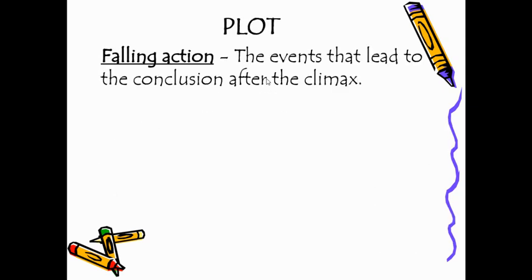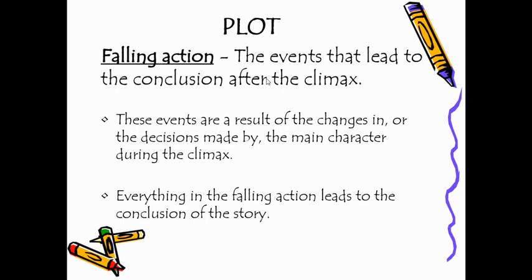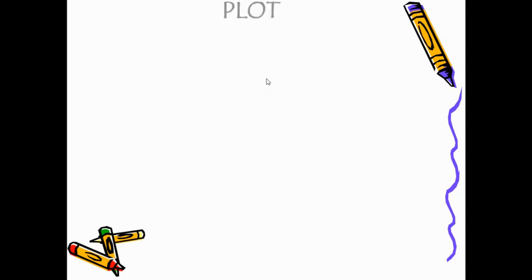Then we're going towards the falling action, and these are the events that lead to the conclusion after the climax, or else they're the things that happen just before we get to the resolution. Usually, these events are the results of the changes in or the decision made by the main character during the climax. So it's what happens after the climax. Everything in the falling action leads to the resolution or the conclusion of the story.